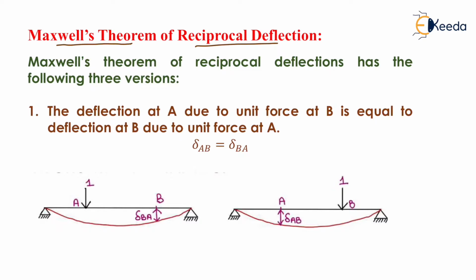Now, Maxwell's theorem of reciprocal deflection has three versions. Deflection at A due to unit force at B is equal to deflection at B due to unit force at A. If we apply a unit force at A, then deflection will take place at B, which will be equal to deflection at A due to unit force at B. So delta AB is equal to delta BA.